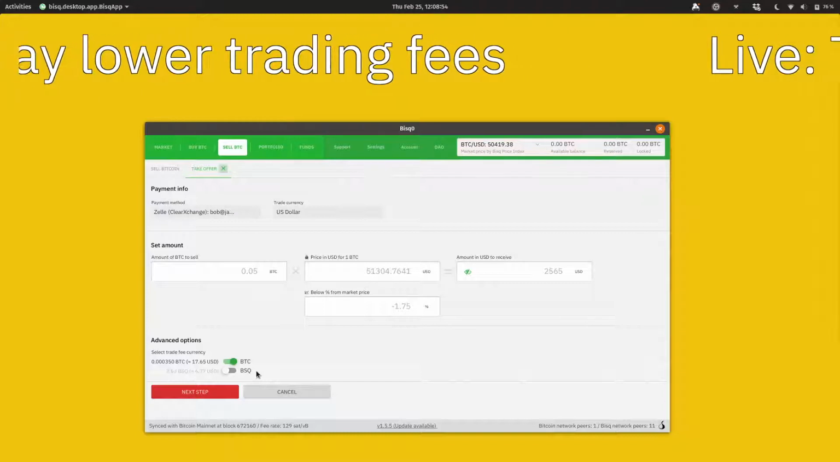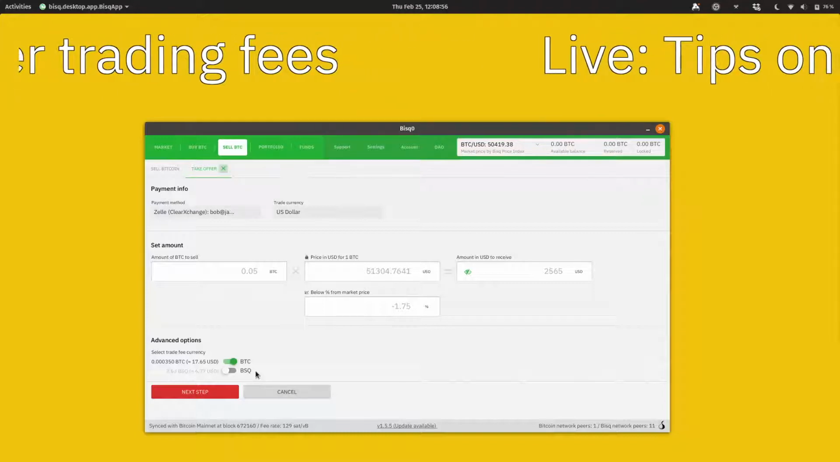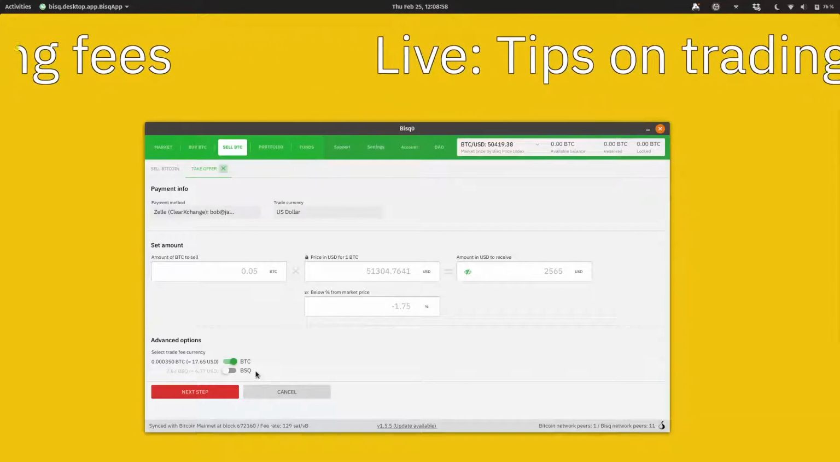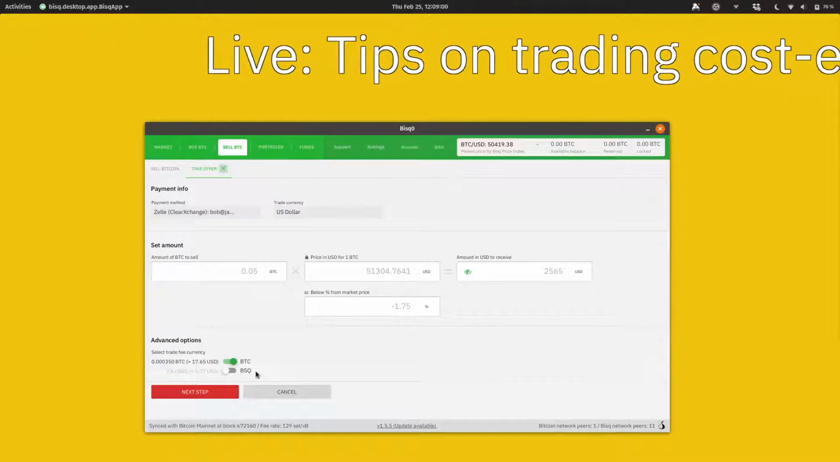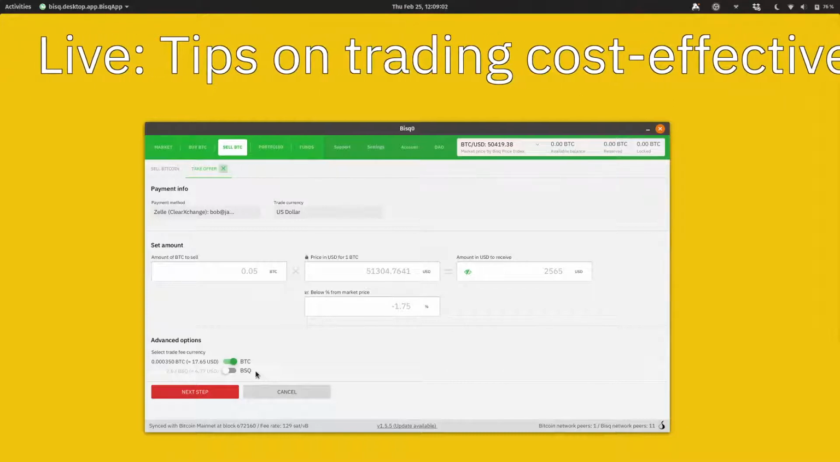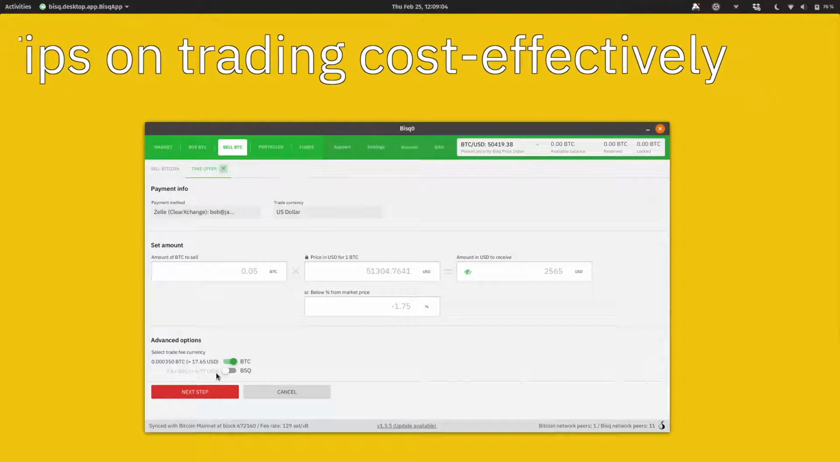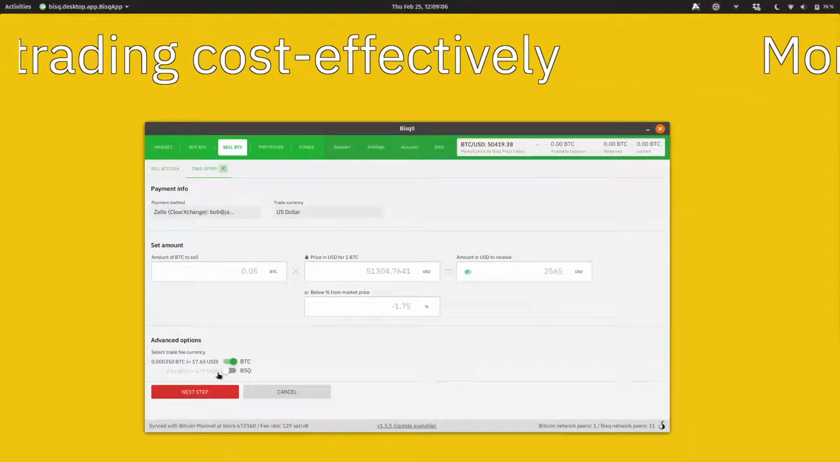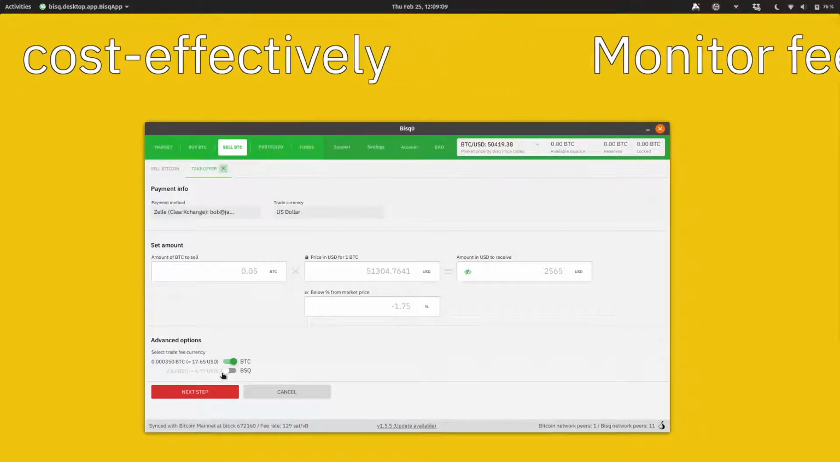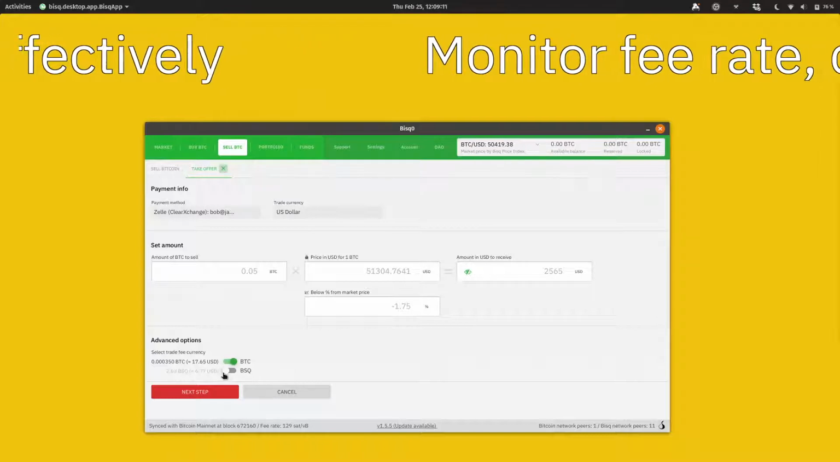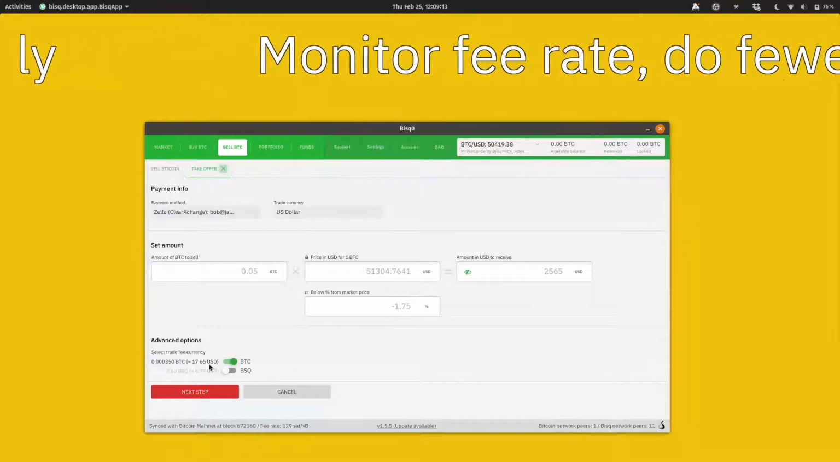I'm not going to go into what BSQ is, what the Bisq DAO is, or any of that. There's a lot of resources out there, and maybe we can cover that in a future call. But for now, just notice that if you pay with BSQ, you will be paying less. Essentially, you'll be saving Bitcoin on trade fees.